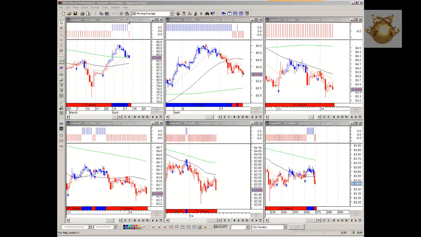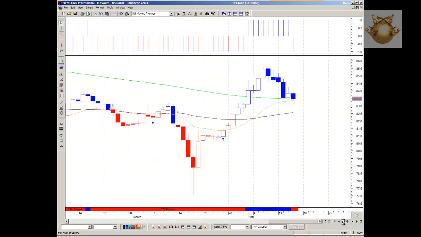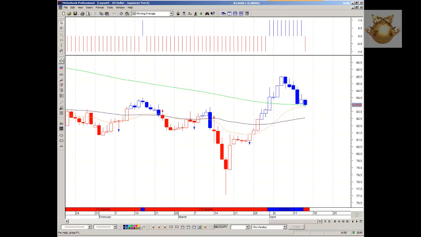Last pair of the day is the US dollar against the Japanese yen. Have a look at the daily. You can see the US dollar has really pulled back. And I mentioned yesterday we'd like to see the 83.50 mark confirming support. And it's just finding it roughly around there.